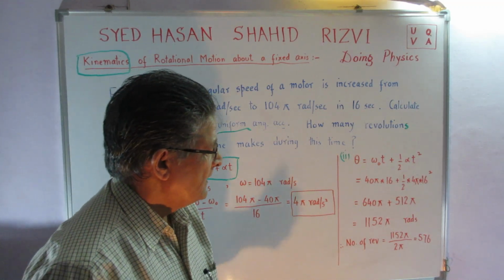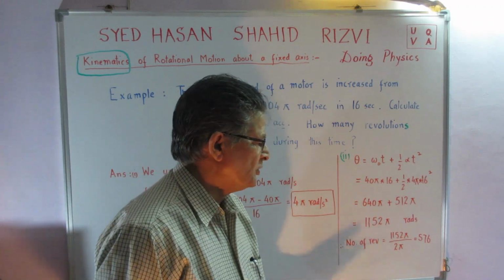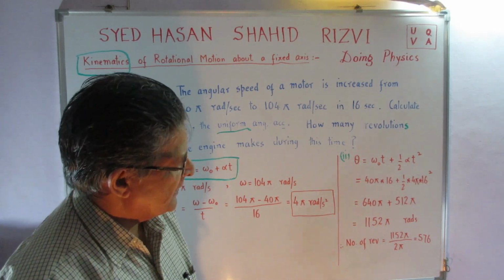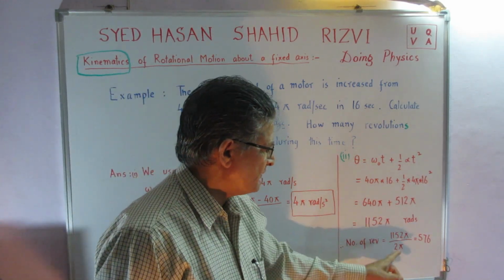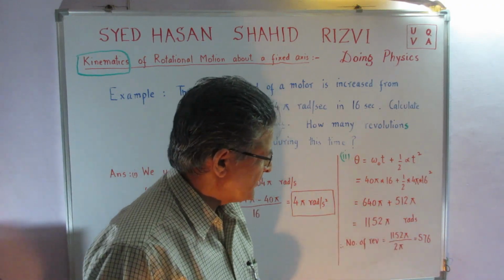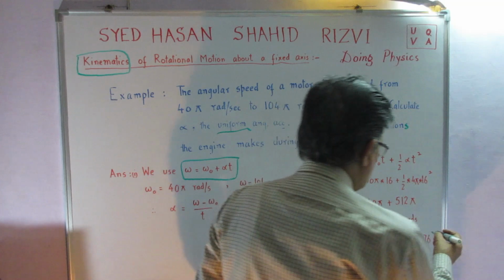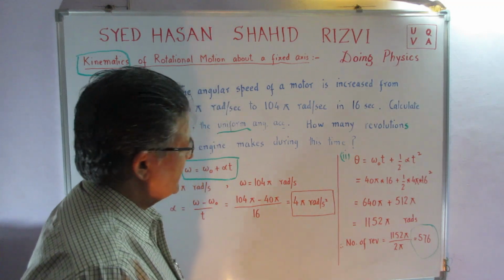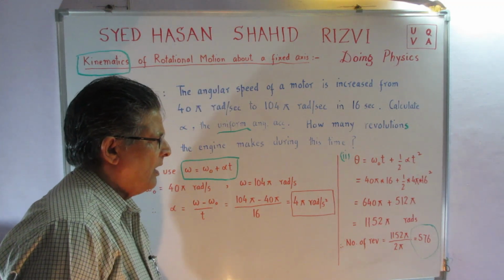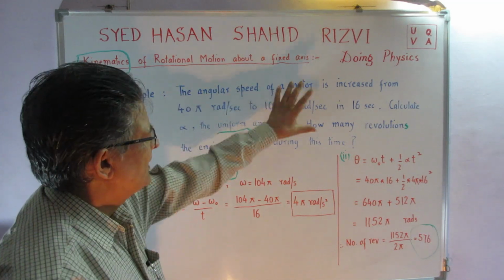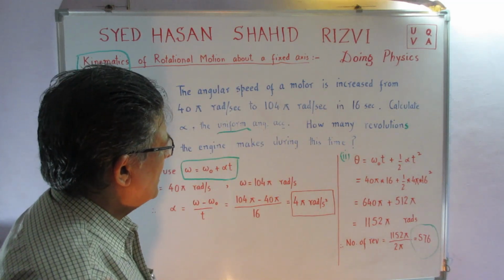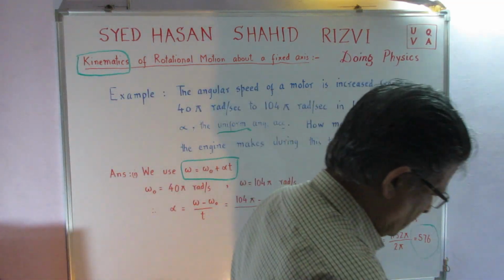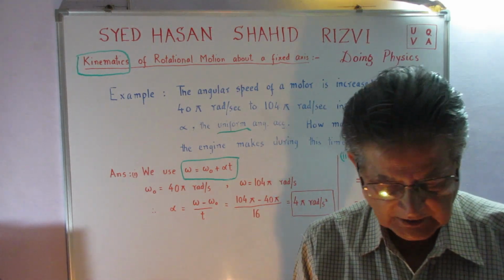Now, the angle that is traversed in a single revolution is 2 pi radians. So 1152 pi divided by 2 pi will give you the number of revolutions that we have. Pi cancels pi. If I divide this by 2, I get 576 revolutions for this question. Of course, in a question like that, we can always change the values of the angular velocities, the value of the time interval, etc., and obtain the result.